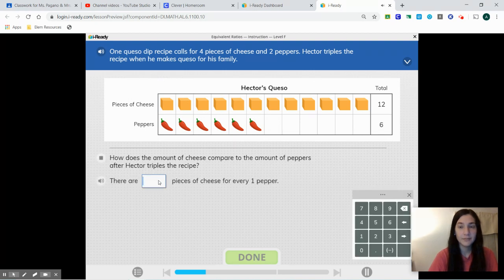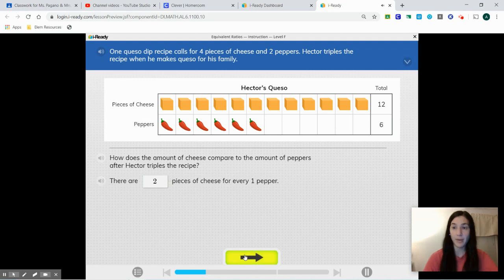How does the amount of cheese compare to the amount of peppers after Hector triples the recipe? So if we look at our ratio over here, we still see that we have 12 to 6, which we know will simplify to 2 to 1. So it's still 2 pieces of cheese for every 1 pepper. The number of cheese pieces is always double the number of peppers. So both queso dips will taste the same.